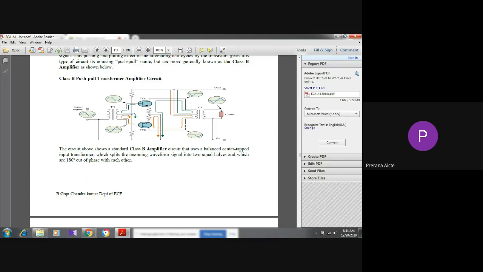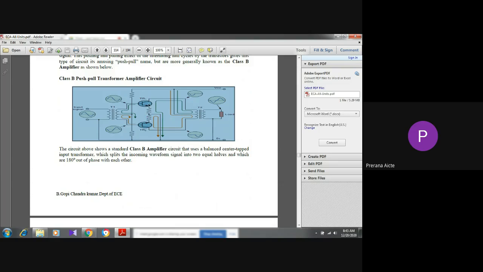Now the push-pull amplifier uses a center tap transformer. It splits the incoming waveform signal into two equal halves. Here, we are using the center tap transformer. It divides the total input signal into two equal parts for two transistors, 180 degrees out of phase. See this figure. This is the input signal from the source, and it is divided into two equal parts, equal in magnitude but out of phase, I mean opposite in polarity. This signal will be applied to the first transistor base, and this signal will be applied to the second transistor base. Based upon these signal polarities, the transistor operation follows.